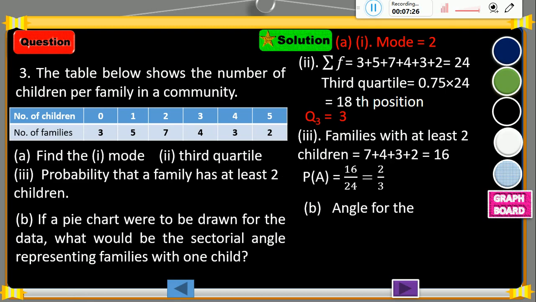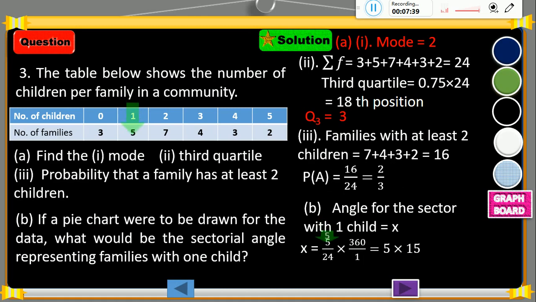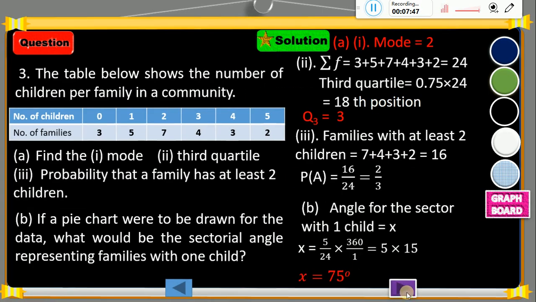Then the last on this, the angle for the sector with 1 child is equal to x. So that x will give us 5 over 24 times 360 over 1. Now simplifying, you have 5 times 15, giving us the angle is 75 degrees. Move to the next slide.